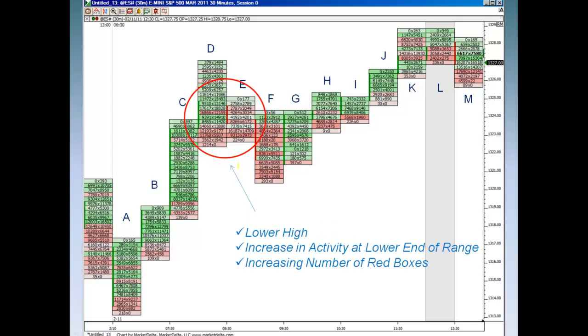I'm going to repeat for you, or re-emphasize for you, the three key things that highlight for us that in fact we have a transition. Notice the lower high on E from D, increased activity at the lower end of the range, so the market is really starting to facilitate trading to the low side, and an increasing number of red boxes in period E. This identifies for us that we are now in a period of transition, not necessarily a change in market direction.